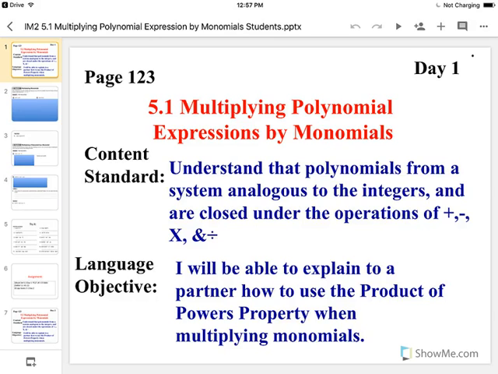Module 5.1, Multiplying Polynomial Expressions by Monomials. Content Standard: Understand that polynomials form a system analogous to the integers and are closed under the operations of addition, subtraction, multiplication, and/or division. Our language objective: students will be able to explain to a partner how to use the product of powers property when multiplying monomials.